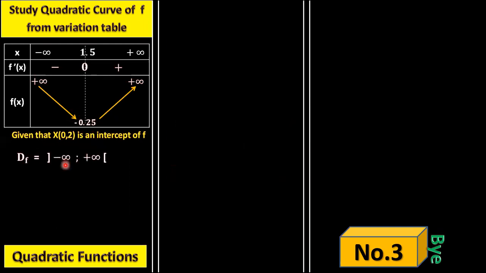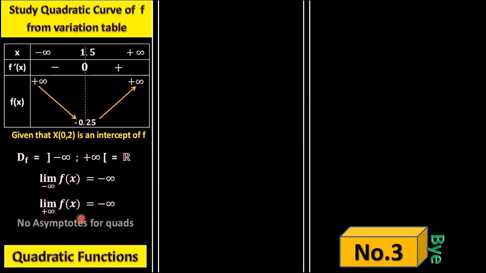We start by looking at the limits. Since this is a quadratic curve, the domain of definition is already here: from negative infinity to positive infinity, and 1.5 is a turning point. The limit as x tends to negative infinity is positive infinity. And the limit as x tends to positive infinity is positive infinity. These are our limits. This one is very easy.